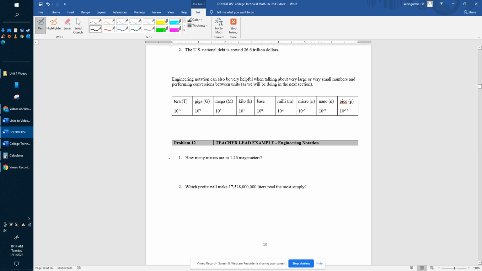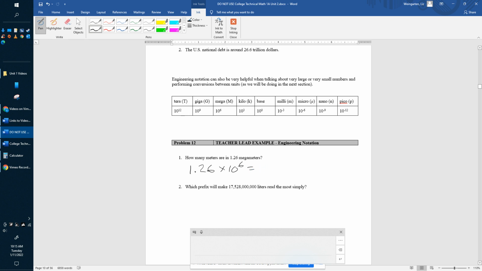So we have to figure how many meters are in 1.26 megameters. So let's look up in our table. Mega is 10 to the sixth. So there are going to be 1.26 times 10 to the sixth meters in a megameter. What is that in decimal notation?